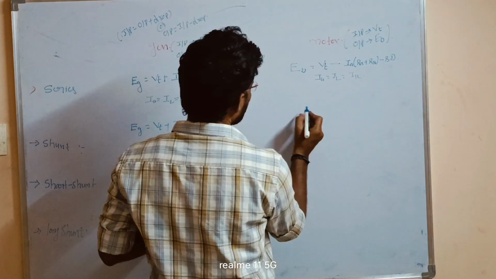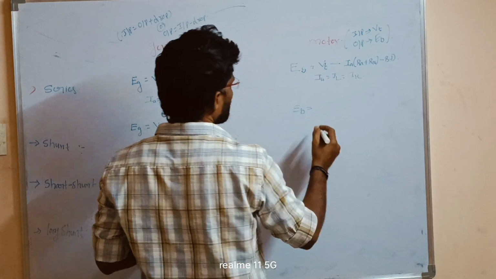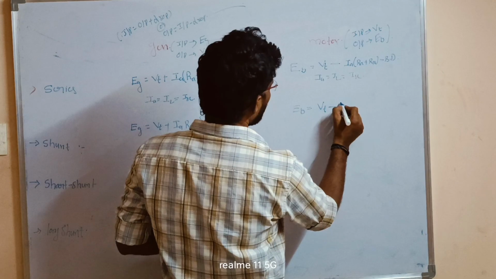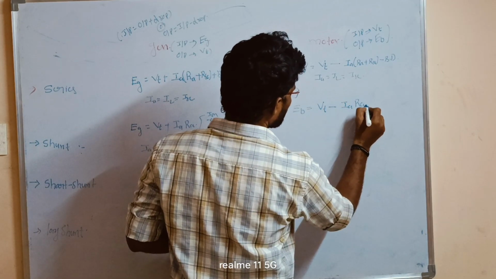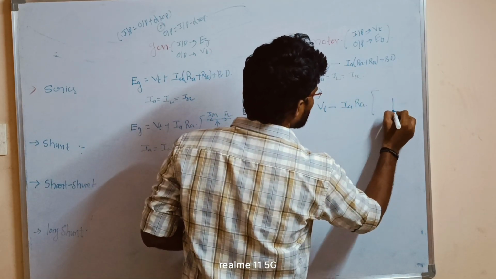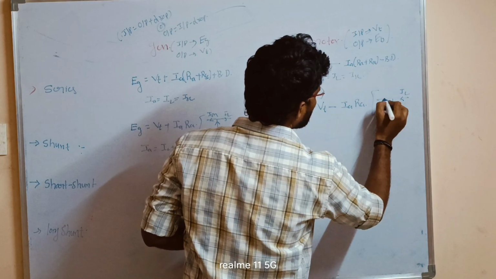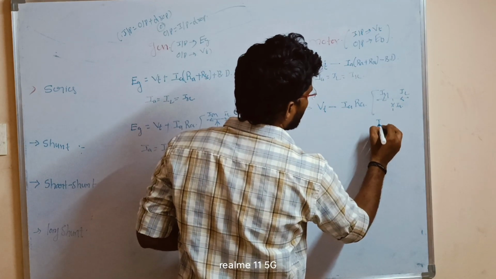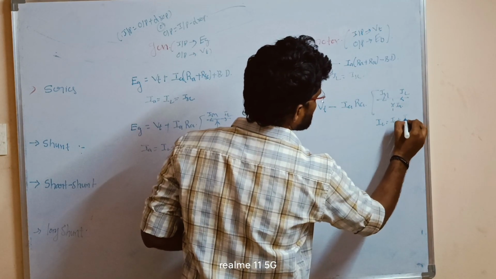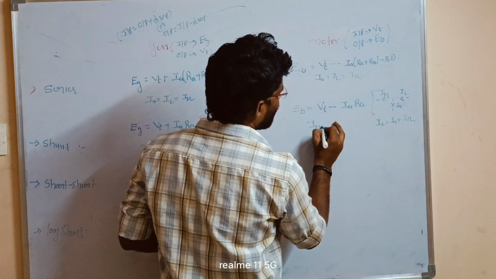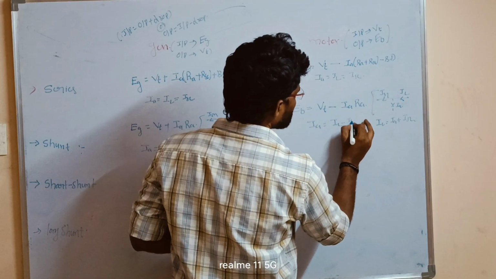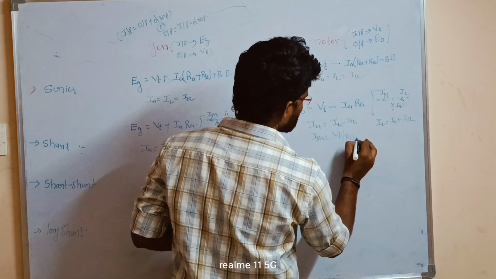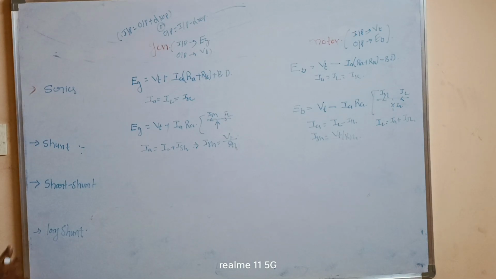Again, for the shunt motor, EB is equal to VT minus IA RA. In the motor direction, this is the load IL, this is ISH, and this is the current in this direction. So IL is equal to IA plus ISH, that is IA is equal to IL minus ISH. ISH is equal to VT by RSH.